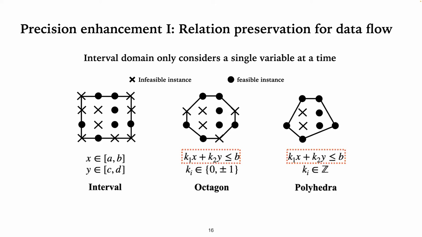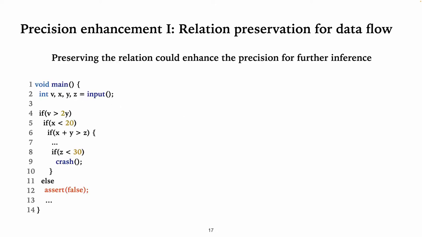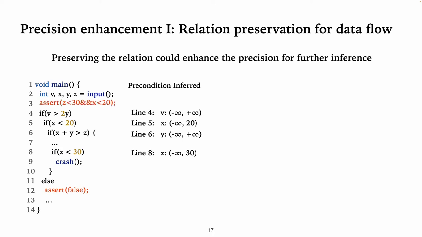One of the main reasons that interval abstraction is not precise is because it does not consider the relation among variables. Therefore, we preserve the relations during the backward interval analysis to enhance the precision. For example, existing interval analysis cannot obtain the precondition for variable y at line 6. Therefore, the precondition for variable z is also missing in the final results.